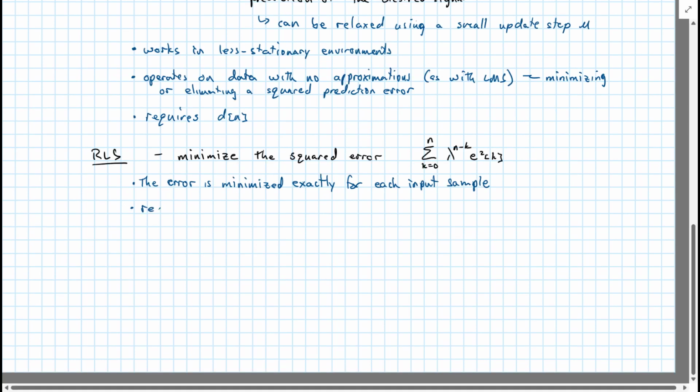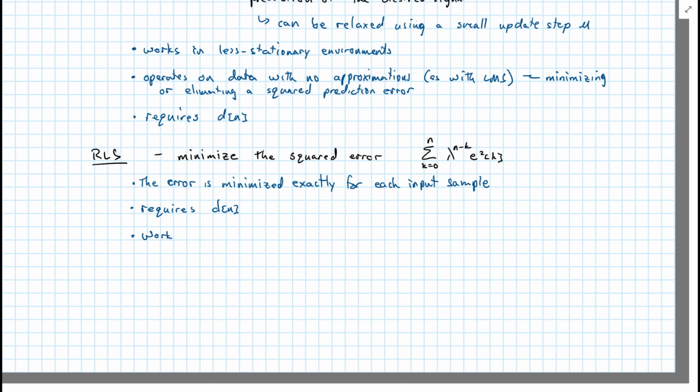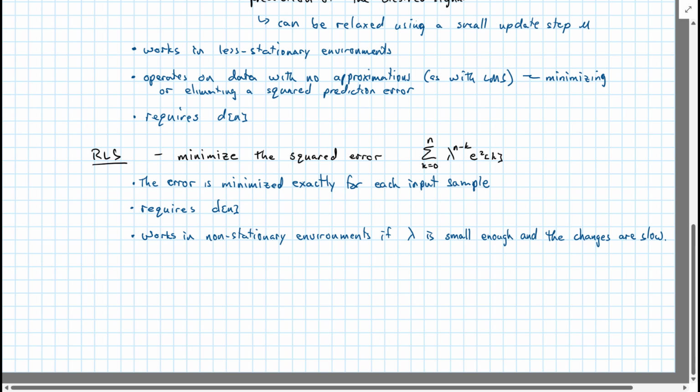It too requires a target or desired signal d[n], and it also works in non-stationary environments as long as the changes are slow enough and lambda is small enough. So notably, all of the above are solving the normal equation in some way.